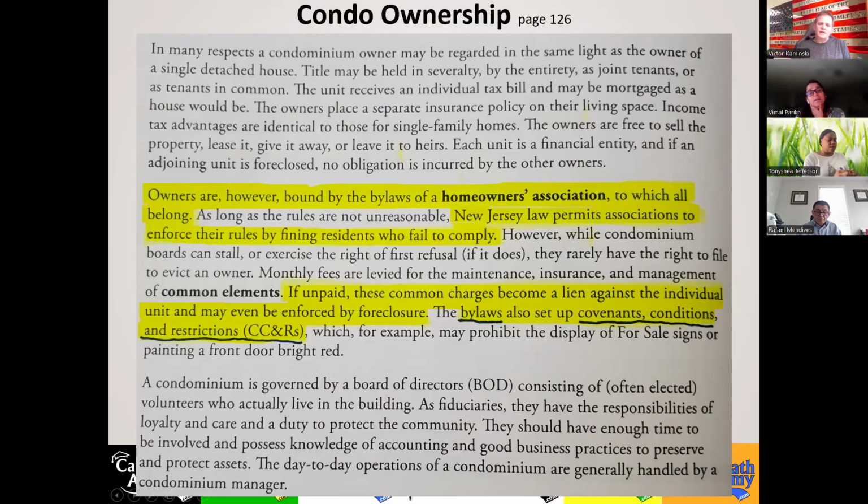So a condominium is governed by its board of directors. So these are often elected volunteers who also live in the building. They're part of the homeowners association. As fiduciaries, what's a fiduciary? They have the responsibility of loyalty and care and duty to protect the community. They should have enough time to be involved and have the knowledge of accounting and good business practices to preserve and protect its assets. The day-to-day operations of the condominium are generally handled by a condominium manager.